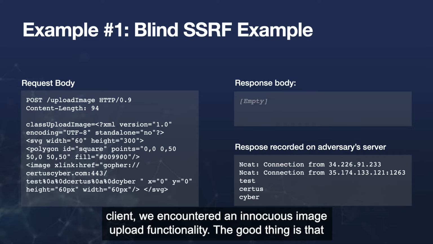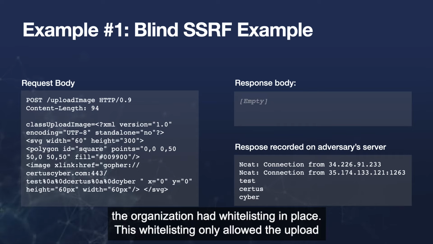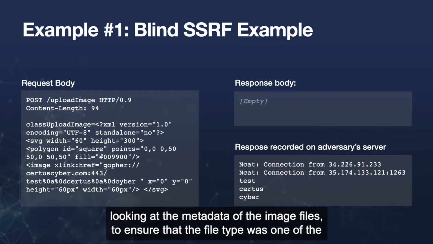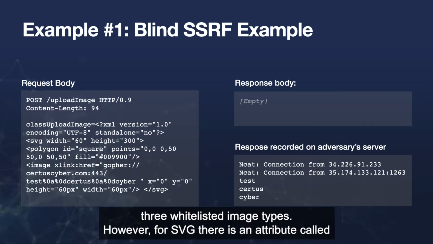The good thing is that the organization had whitelisting in place. This whitelisting only allowed the upload of three main image types, namely JPEG, PNG, and SVG. In this scenario, they were also looking at the metadata of the image files to ensure that the file type was one of the three whitelisted image types.